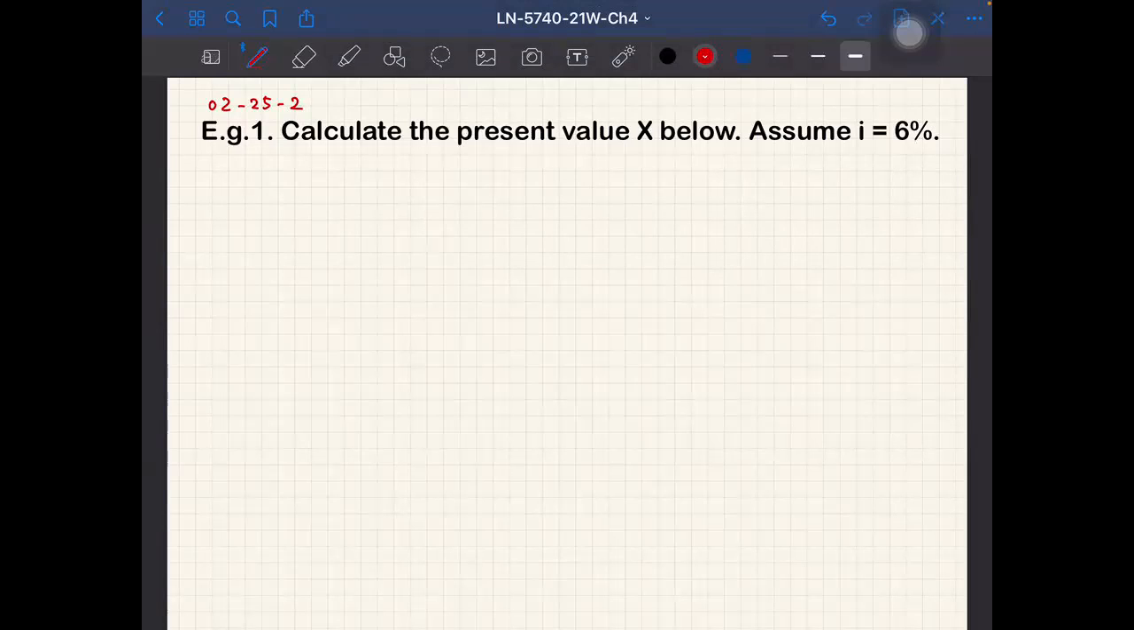Hi, now examples for geometric progression for J. So calculate the present value X when I is equal to 6%. And the cash flow is this. So we have 5 years, and the T is equal to 0 to 5.